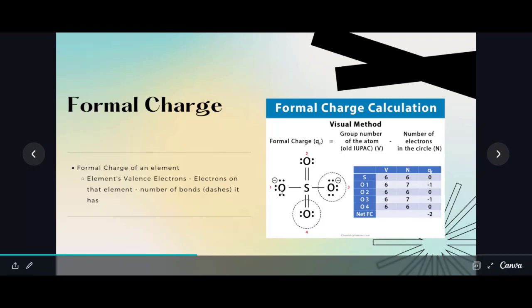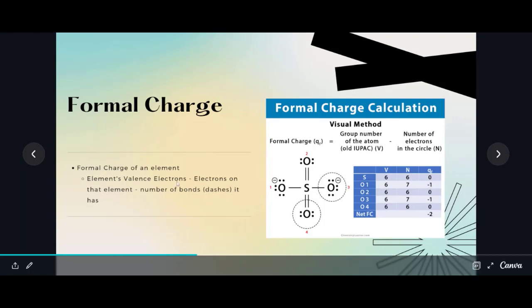On the left, however, those left oxygens, the group number is still 6 for oxygen, and then it has 1, 2, 3, 4, 5, 6 lone electrons minus 1 bond. So the equation for formal charge is going to be 6 minus 6 minus 1, and then the formal charge for that is minus 1. And so you can see the math done over here for you.